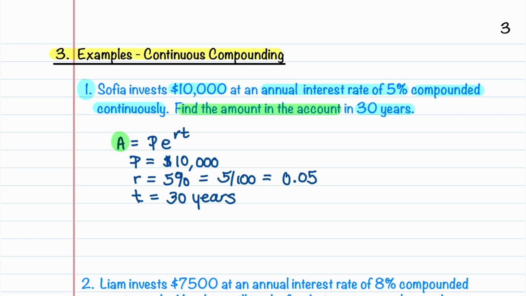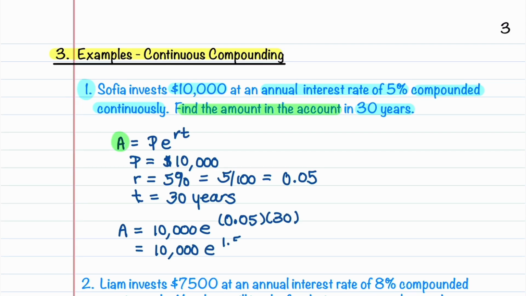Now let's go ahead and put all these values into our formula. This gives us A is equal to 10,000 e to the 0.05 times 30. When you do a lot of these problems, you can probably not write down all the variables first and just go ahead and plug them into the formula. This is equal to 10,000 e to the 0.05 times 30, which is just 1.5.